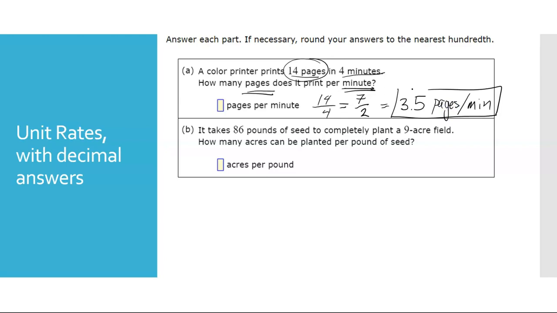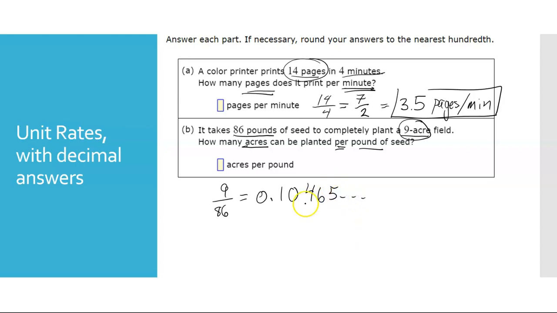Okay, second question tells us that it takes 86 pounds of seed to completely plant a 9-acre field. How many acres can be planted per pound of seed? So this time, since it's asking for acres per pound, the 9 has to go in the numerator and the 86 is going to go in the denominator. 9 over 86, and this question does allow us to use our calculator, so I found that this is approximately 0.10465, keeps on going from there.